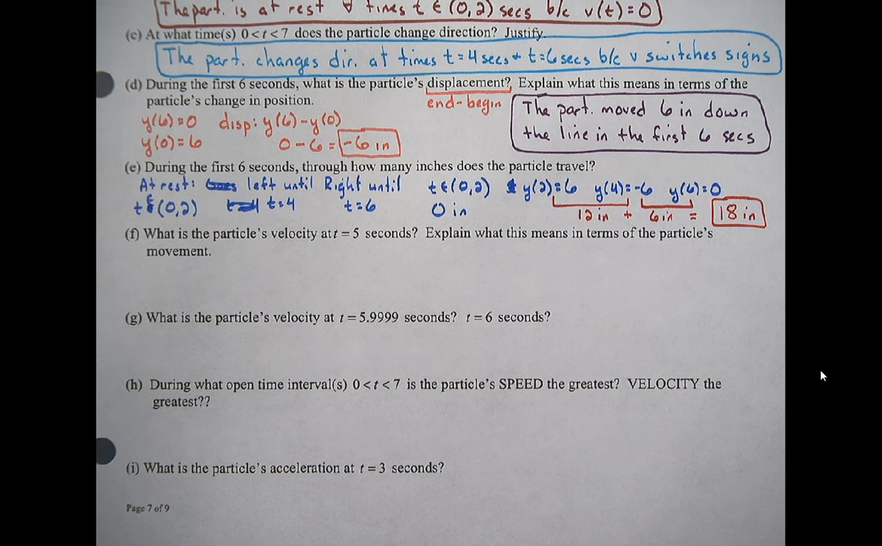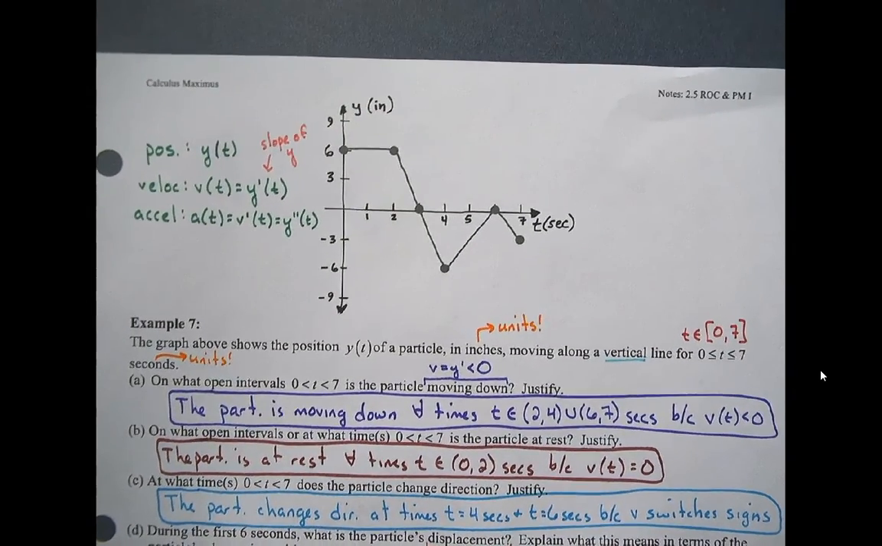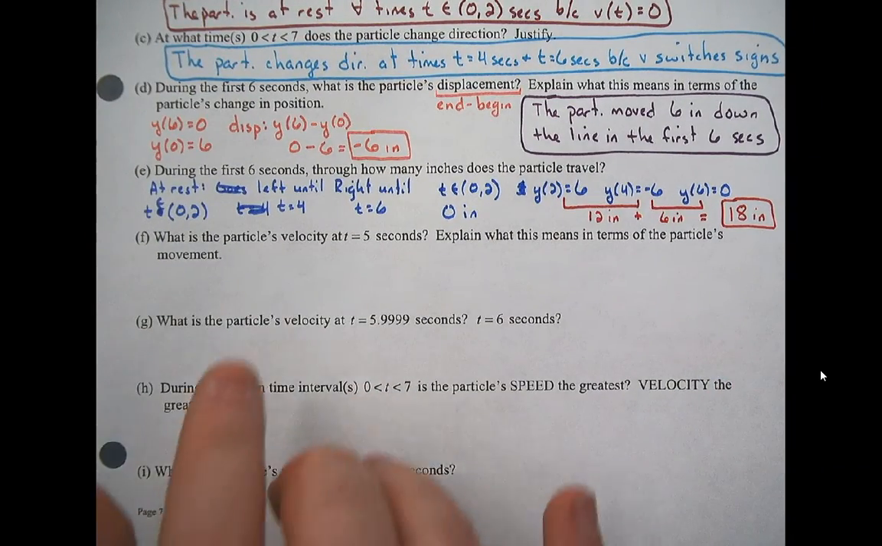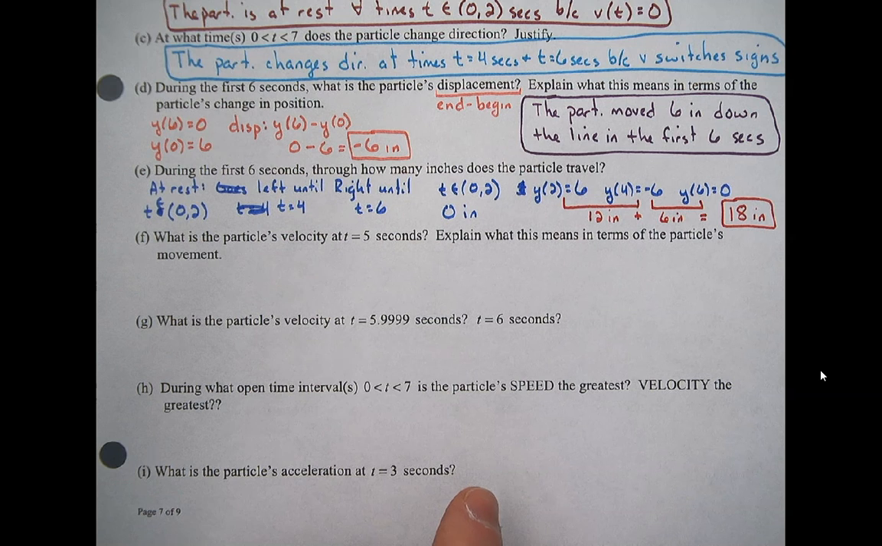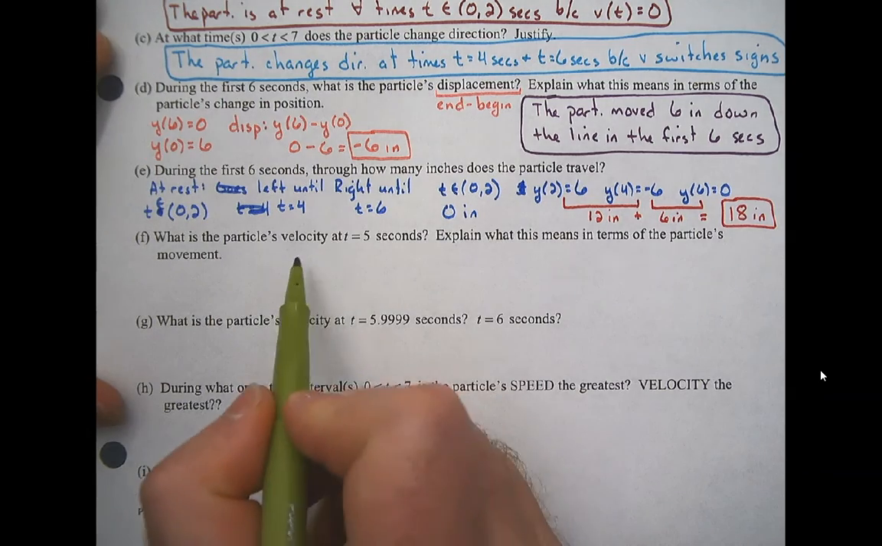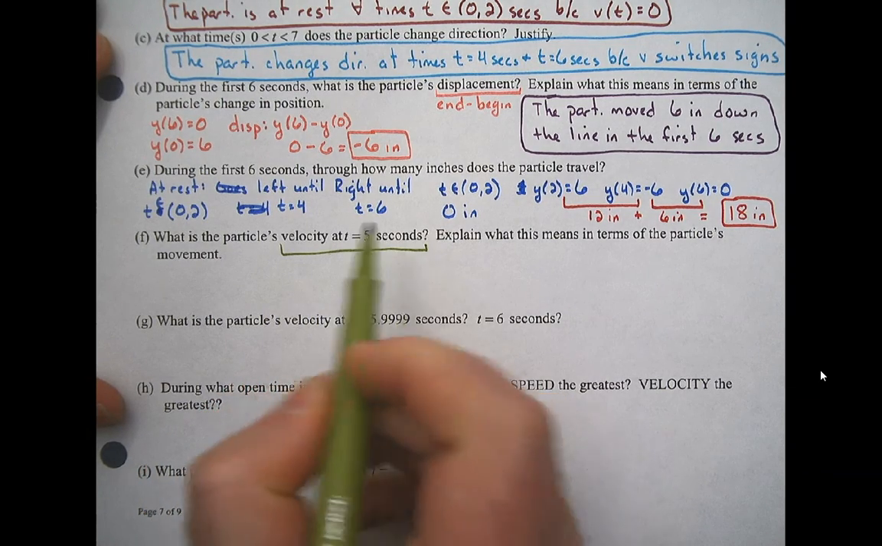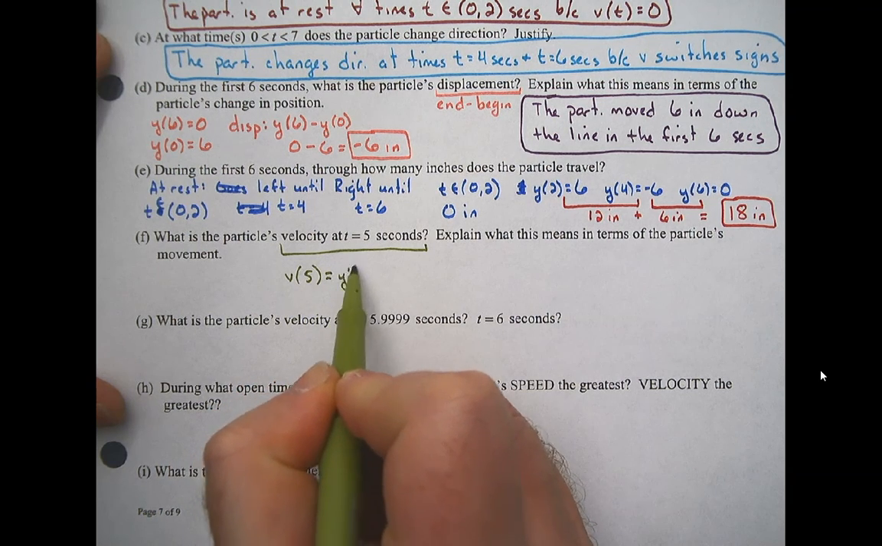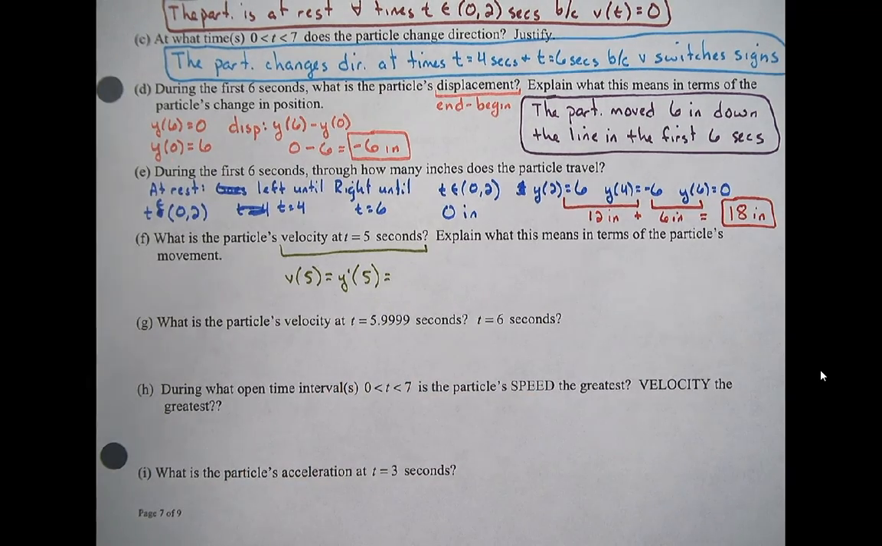What is the particle's velocity at time t equals 5 seconds? Explain what this means in terms of the particle's movement. So what do we know about velocity? Well, up above, we already defined this. Velocity is the derivative of position, so it's the derivative of this graph. If I want to figure out the particle's velocity at t equals 5, that means I want to figure out what is v of 5, which is the same as y prime of 5. I want to figure out what the slope is at 5.